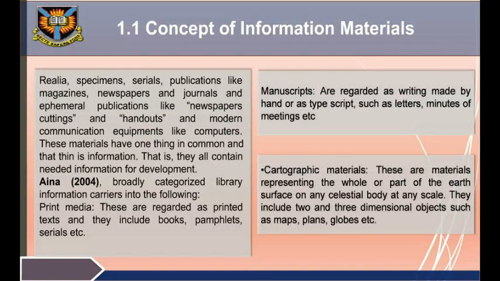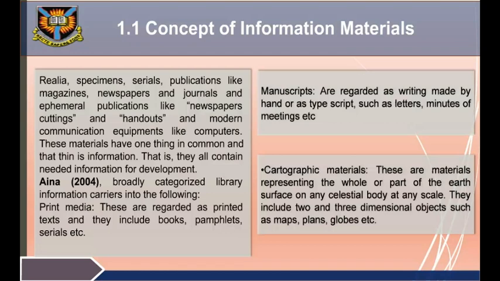Rare specimens, serial publications like magazines, newspapers and journals, ephemeral publications like newspaper cuttings and handouts, and modern communication equipment like computers. These materials have one thing in common, and that thing is information. That is, they all contain needed information for development. IFLA 2004 broadly categorized library information carriers into the following.